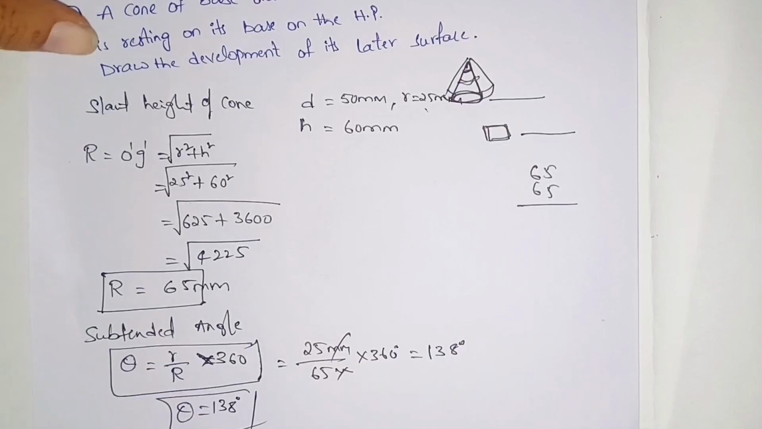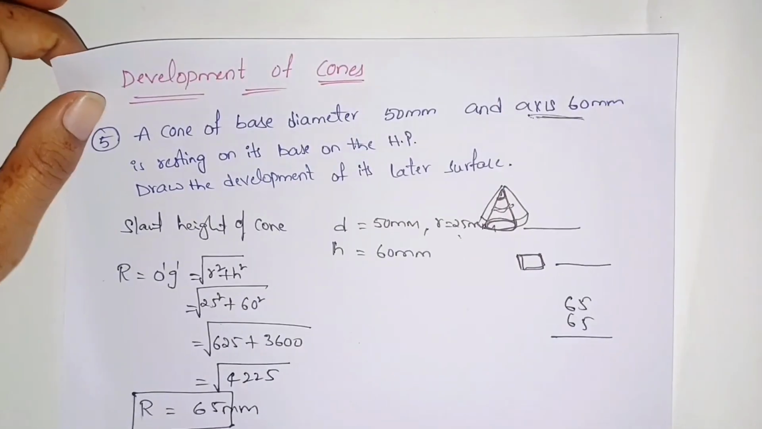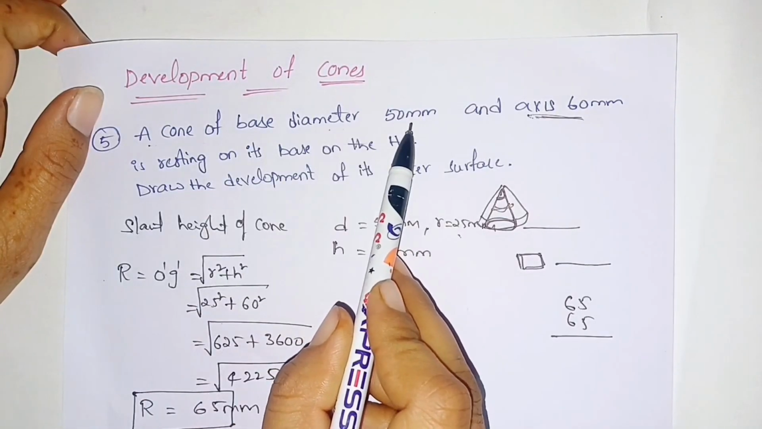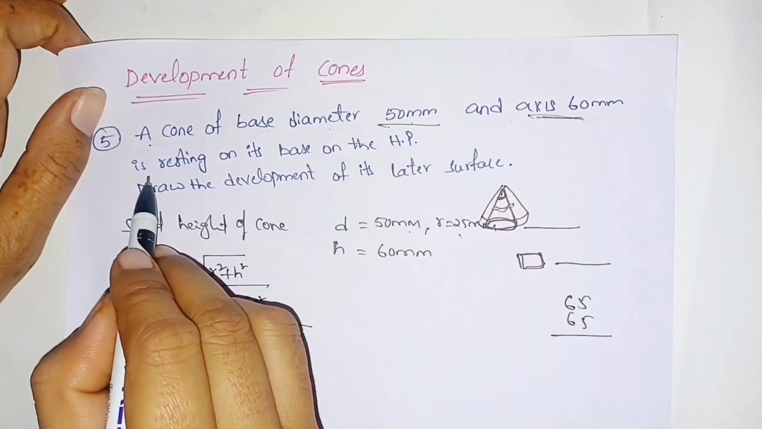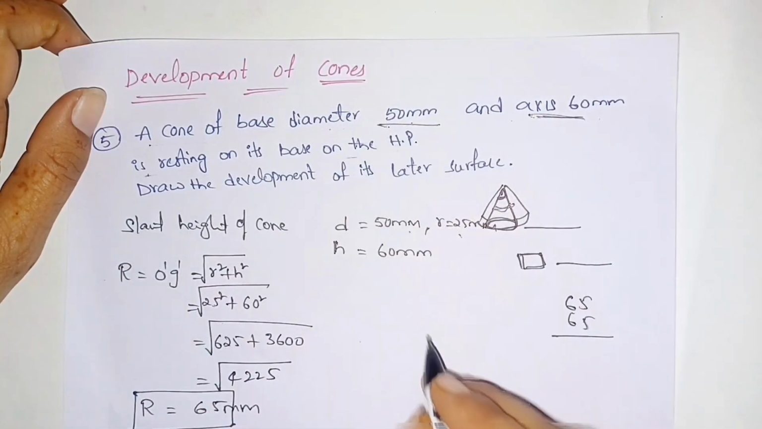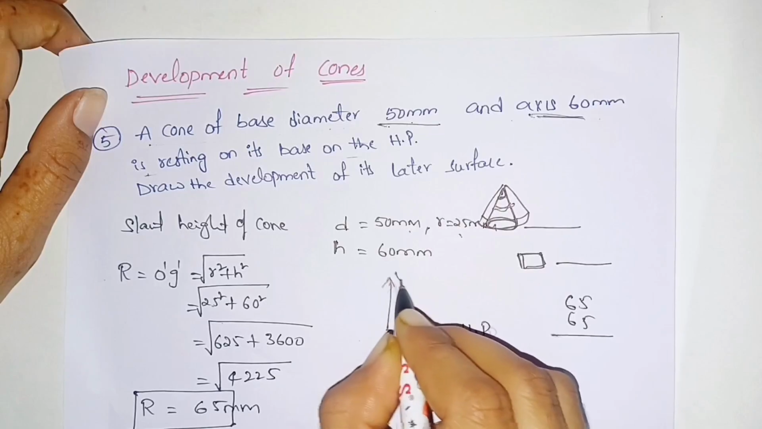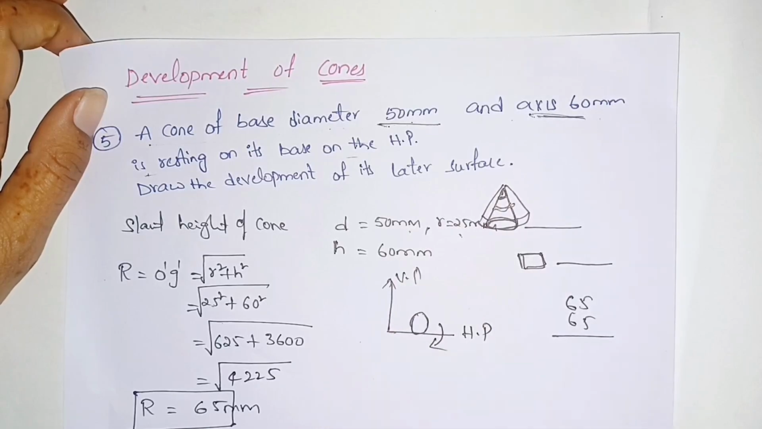We have to calculate that. And here it mentions the cone of base diameter is 50 mm and axis is 60 mm, resting on the HP. Resting on the HP means definitely it comes downside of the reference line. Draw the development of the lateral surface. You have to draw the lateral surface.